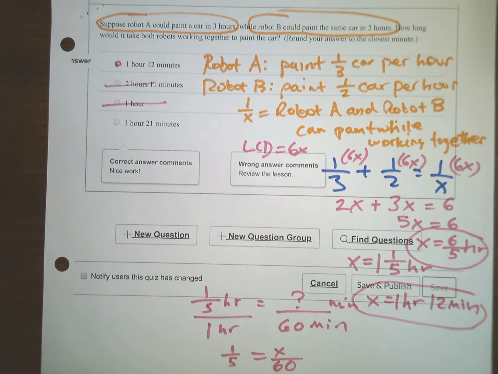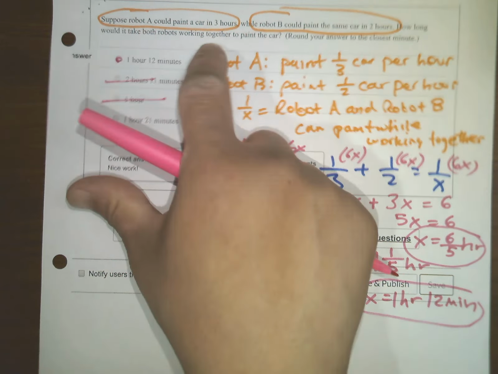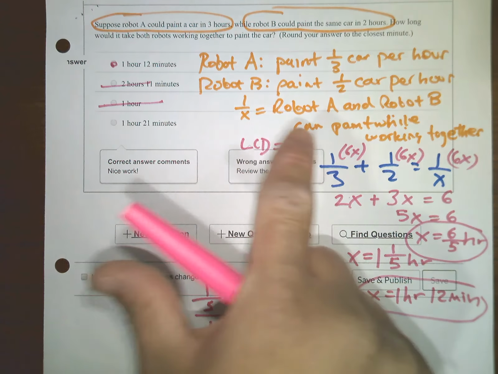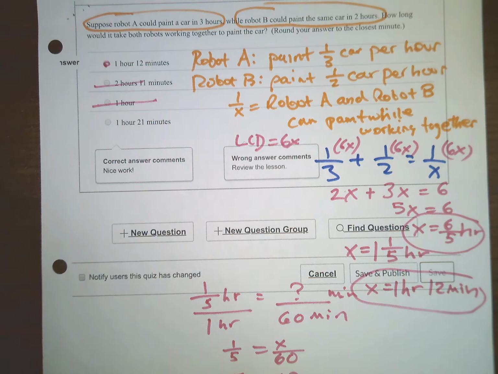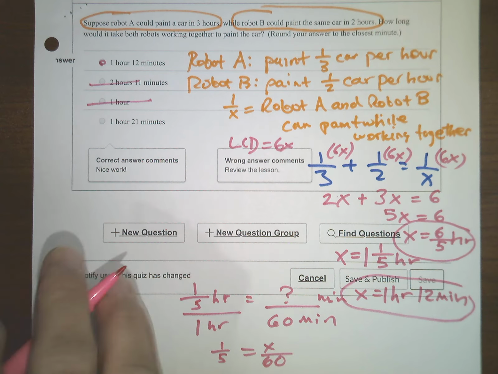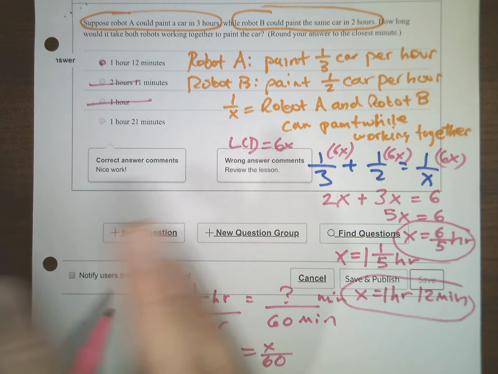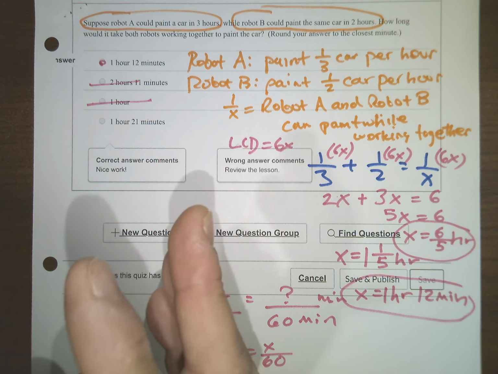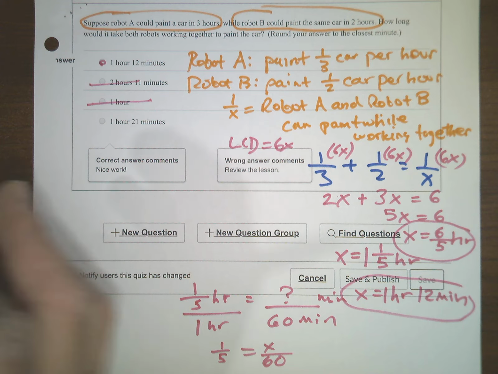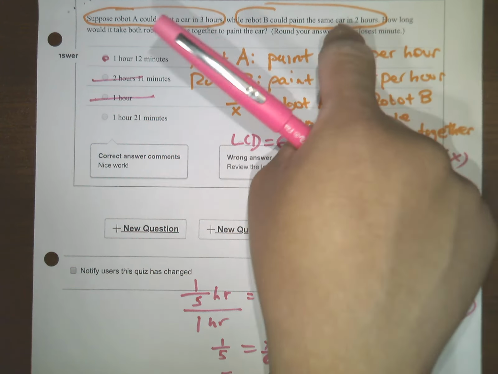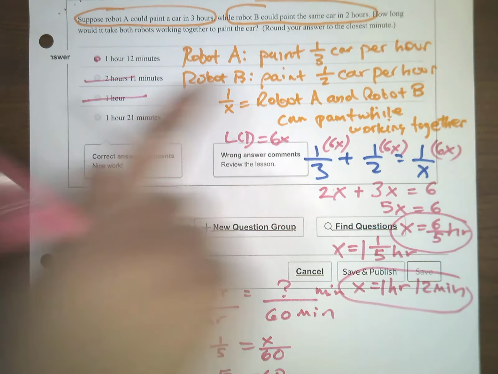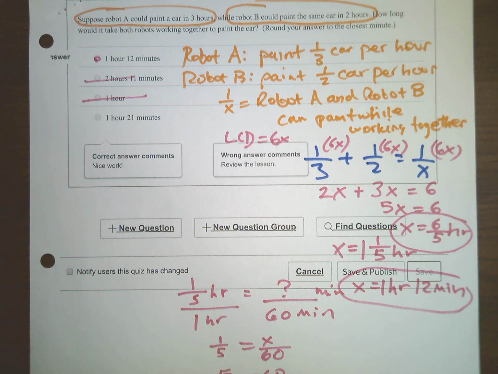Now you should try to remember that since Robot A could paint the car in 3 hours by itself, and Robot B could paint the car in 2 hours by itself, if they are working together, then the amount of time that they could get it done in should definitely be less than 2 hours, unless one of them slacks off and takes a break. And if they do, I'll fire both of them.